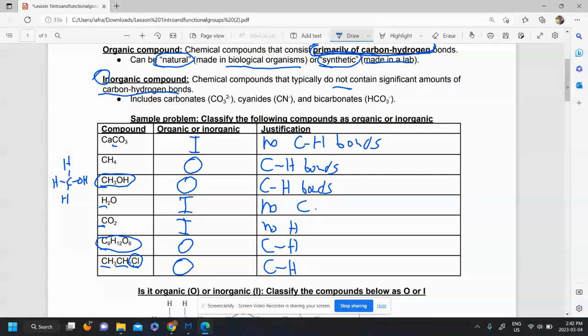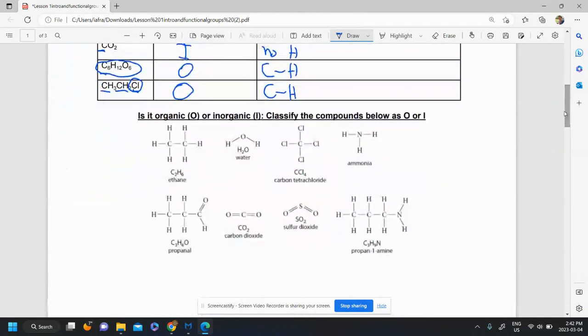Here's a similar exercise that you can try out. You can classify these compounds as being organic or inorganic. What you can do is pause the video, and then when you think you're done, play the video again to check your work. So let's go through some of these. Ethane is a bunch of CH bonds, so organic. Water does not have the C in it, so inorganic.